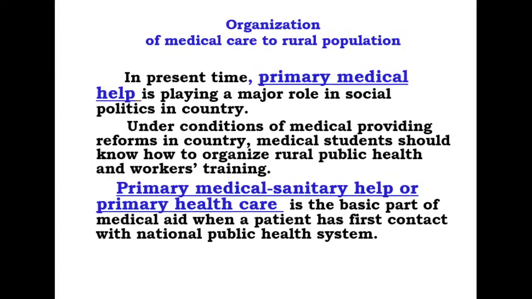We are talking about specialized medical help in the town and in the rural area. In the previous lecture, we described primary medical help. Primary medical help has the majority role in the social politics of the country. Primary medical sanitary help is organized in different establishments of the National Public Health in the Russian Federation. But first of all, this is outpatient service. This is a polyclinic. These are feldsher-midwife points. This is a polyclinic of different types. Sometimes this is a polyclinic which is included in the town hospital, in the hospital which is organized in a village area.